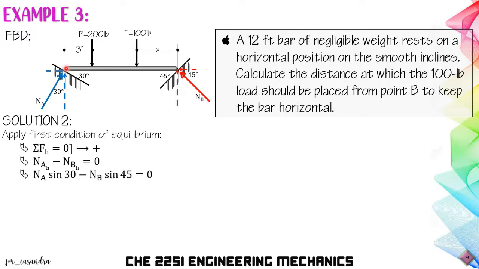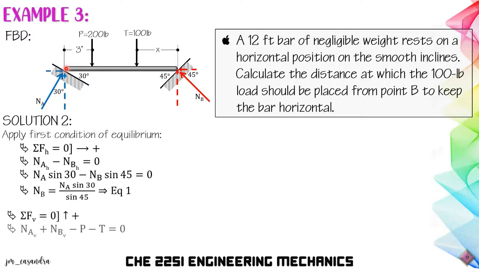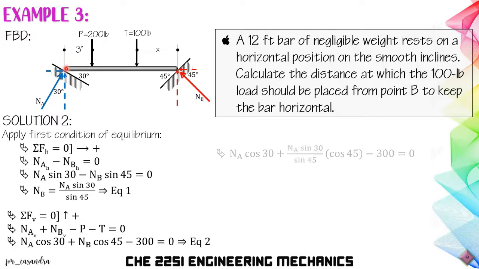instead of solving for NA in terms of NB, we solve for NB in terms of NA. So NB now is equal to NA sine of 30 over sine of 45. This one will become our equation 1. And our second equation from summation of forces vertical is still the same. So substitute equation 1 to equation 2. This will give us a value of NA equal to 219.615 pounds.